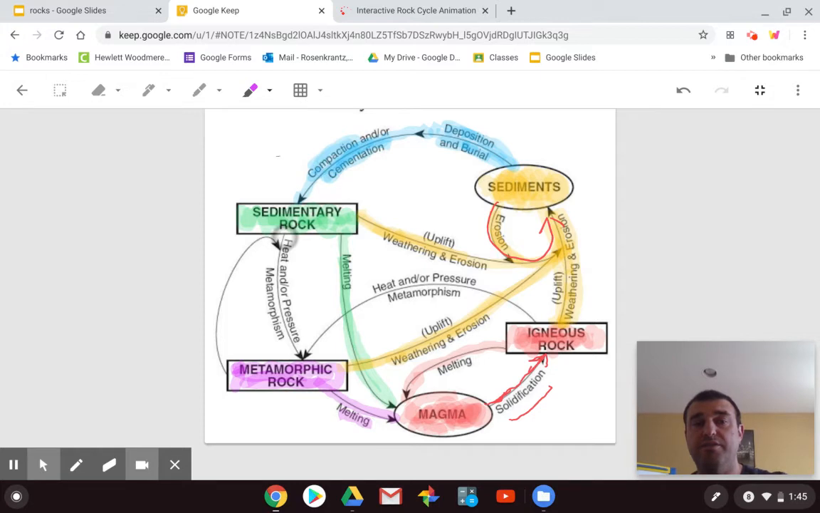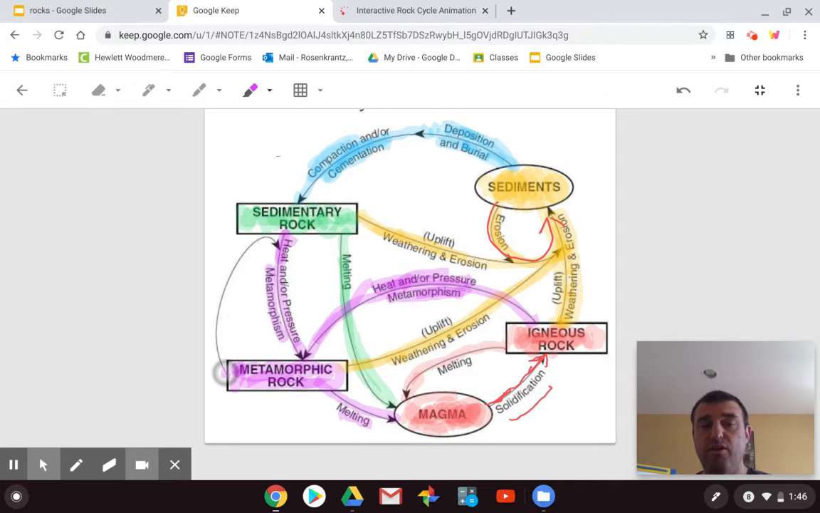If any rock, so here's sedimentary rock, let me follow this arrow. So if a sedimentary rock gets put under heat and or pressure, we call that metamorphism. It will turn into a metamorphic rock. Well, it doesn't just have to be a sedimentary rock. Look, here's an igneous rock on the right. If I put that rock under heat and pressure, it will also turn into a metamorphic rock. The act of turning into a metamorphic rock is called metamorphism.